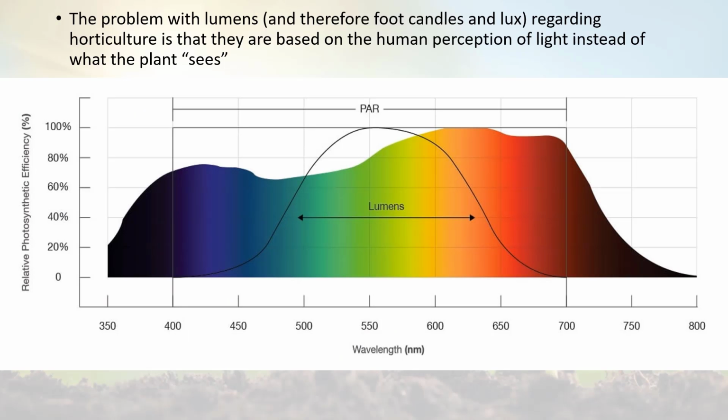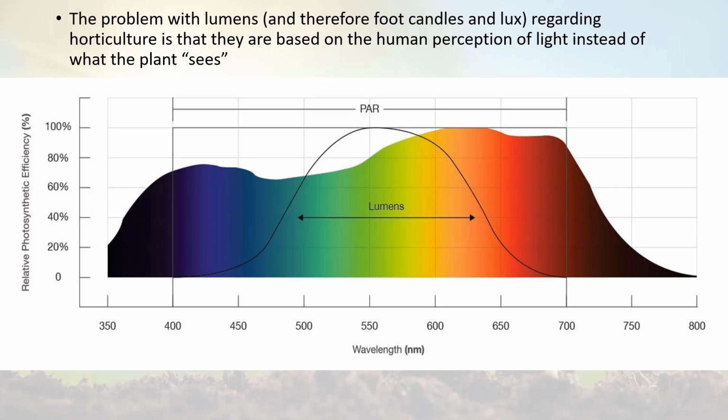Now, the problem with lumens, and therefore foot candles and lux, in regards to horticulture or agriculture or growing plants, is that those measurements are based on the human perception of light instead of what the plant sees or what's important for the plant. We said that what is important for the plant in terms of photosynthesis is photosynthetic active radiation, the range of light from 400 to 700 nanometers. And the problem with lumens is that our visual perception does much better at being able to see within the green and yellow light spectrum.